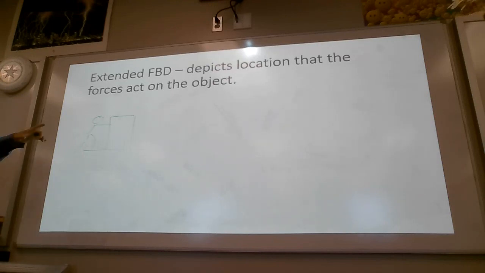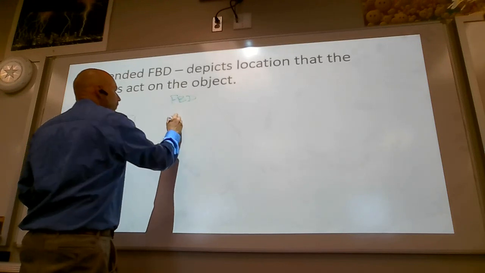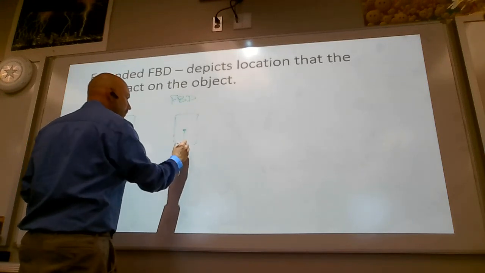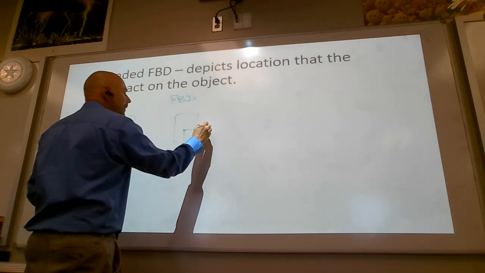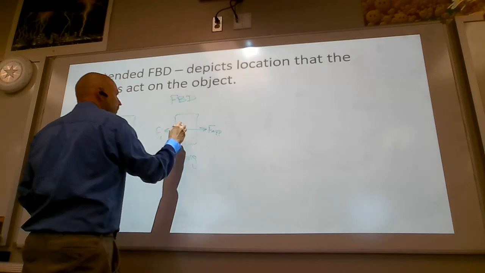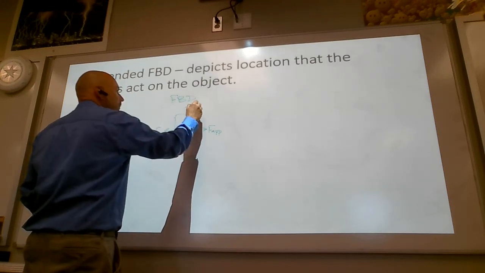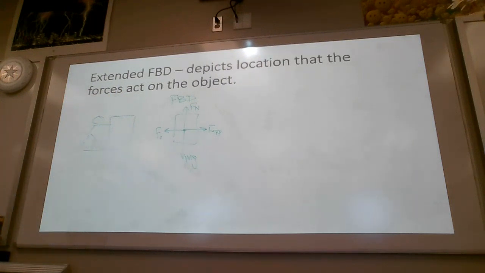Okay. And it's just about to start tipping on this corner, okay? A normal free body diagram would look like this. You have your force of gravity, you have your applied force, you'd have friction, and you'd have normal force. That'd be your normal free body diagram. Okay.